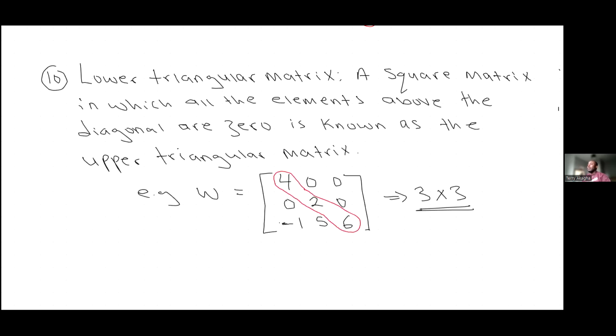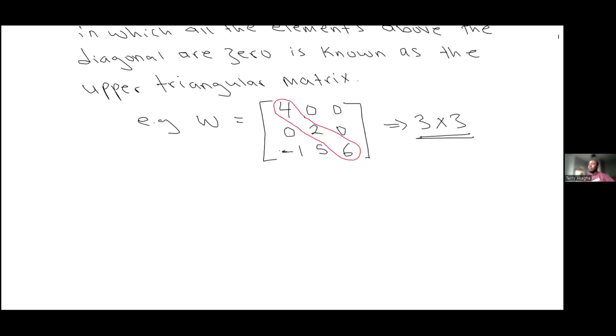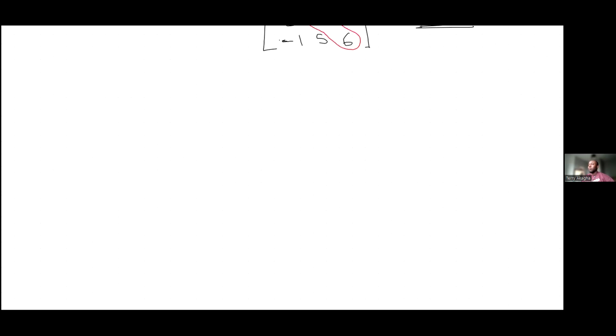So let's go to number 11. We're done with the lower triangular matrix. Number 11 is a single element matrix. This is when you have a single number, or just a 1 by 1 matrix, having one row and one column. So it's a single number.